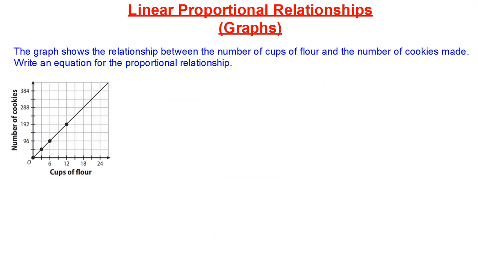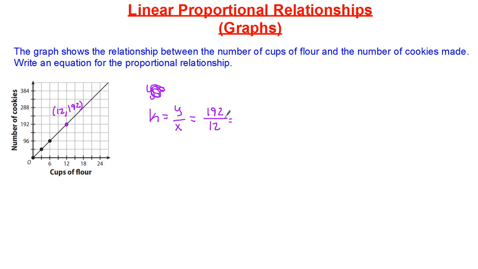Here's our last example. Once again, I want to figure out the constant of proportionality, or the slope. The graph shows the relationship between the number of cups of flour and the number of cookies made. Write an equation for the proportional relationship. Once again, y is equal to, k is equal to y over x. So my y here, I'm just going to pick this point. My x value is 12, and my y value is 192. Okay, so we got 192 over 12.